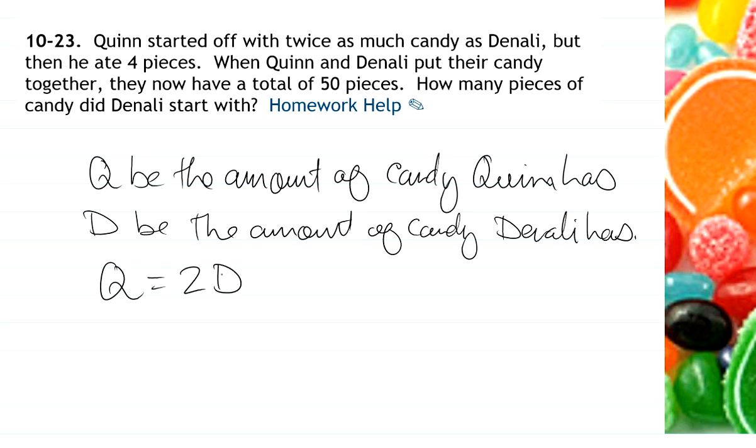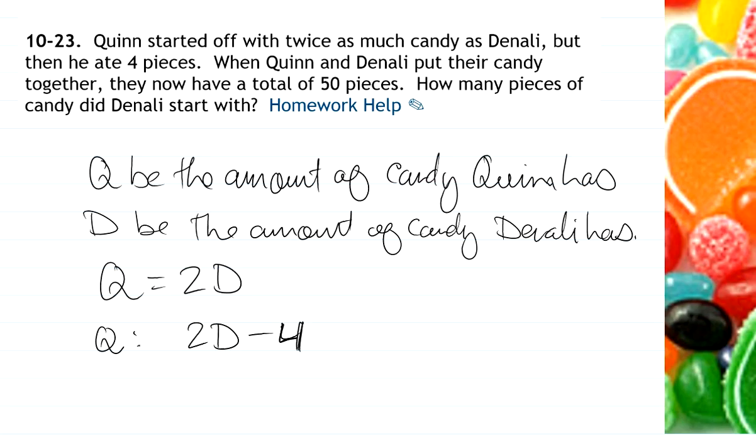So that's where we started, right? The amount of candy Quinn had was twice as much as whatever Denali had. But it says, but then he ate four pieces. Who ate four pieces? I guess I'm speaking of Quinn, right? So this is how much he had in terms of Denali, twice Denali. But if we take away four pieces, this is what Quinn has. So this is Quinn after he ate his four pieces.